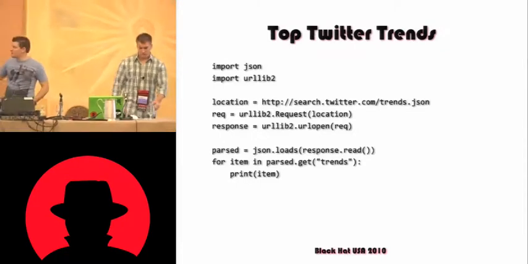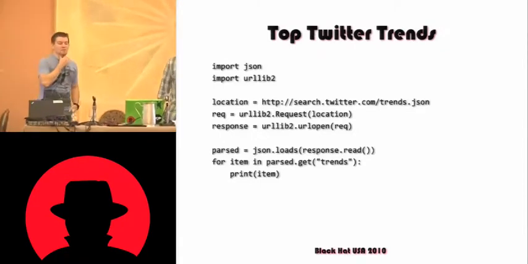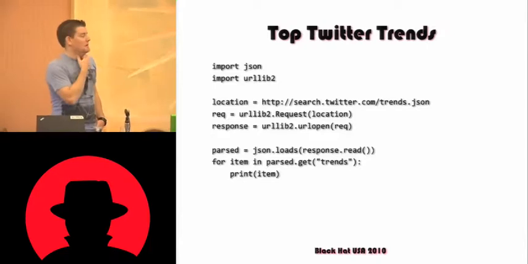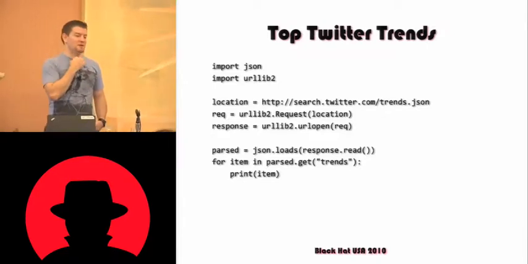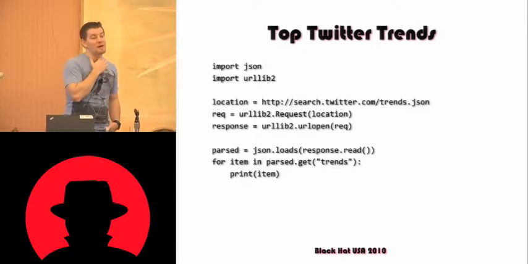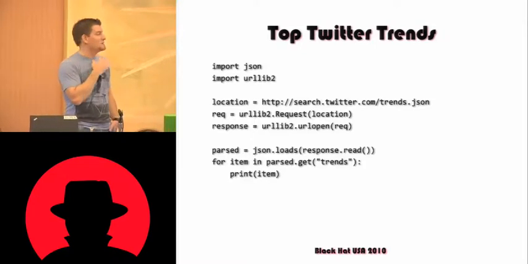JSON is kind of interesting because JSON maps almost directly to Python types. A JSON object is basically a Python dictionary, and a JSON array is basically a Python list. So it matches up pretty well.